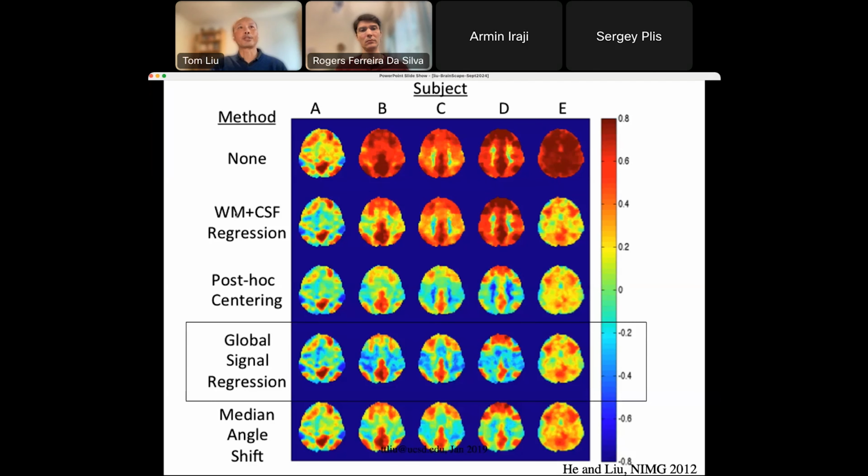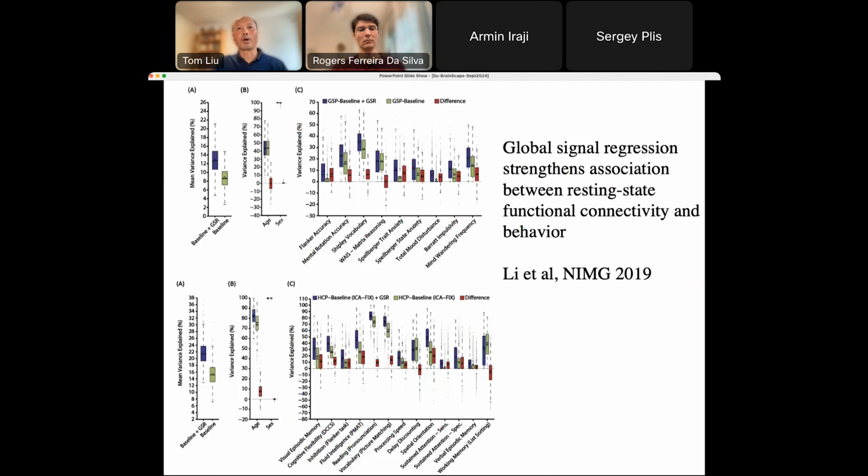Now, there are alternatives, such as regressing out white matter and CSF from your data. There are other methods called post hoc centering and median angle shift that are not typically used. But if you look at what you get with global signal regression, it does a very good job of recovering what you would expect to see for a default mode network. It's just a very simple way of cleaning up the data, and that's one of the reasons why it's been adopted so widely.